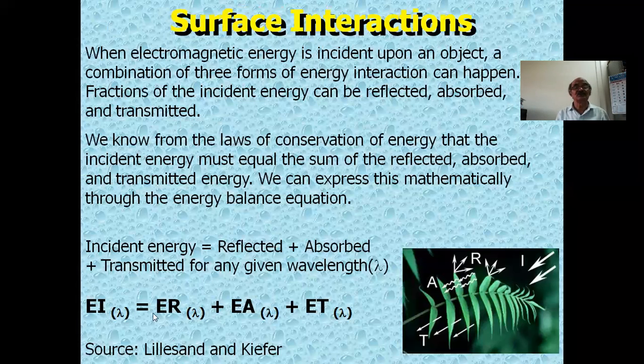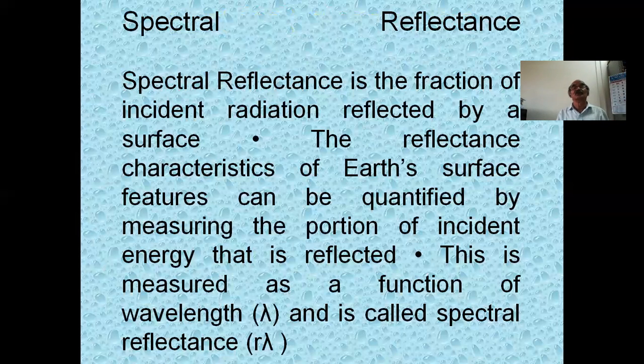Coming to this, just now I said there will be reflection, absorption, and transmittance when the energy falls on the Earth surface. It will be different for different Earth surface features. Now let us discuss what is spectral reflectance. Spectral reflectance is the fraction of incident radiation that is reflected by a surface.